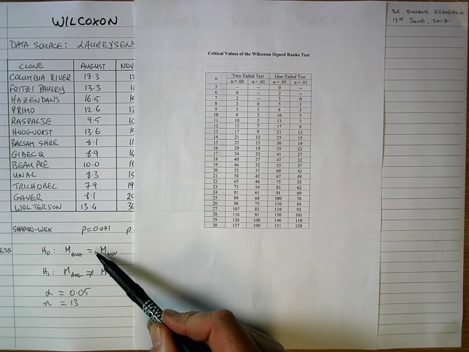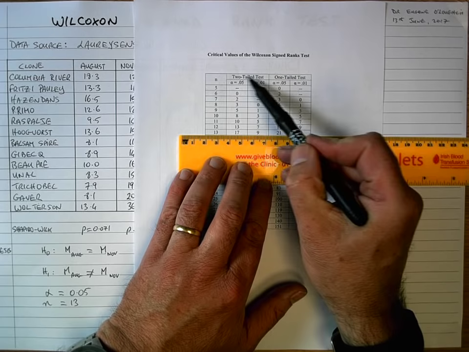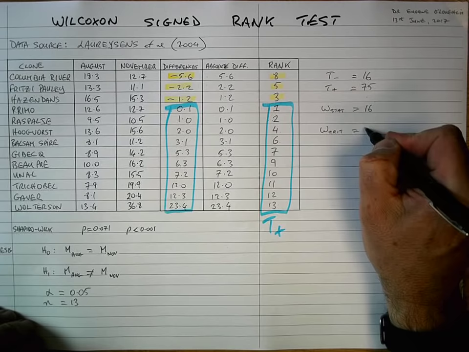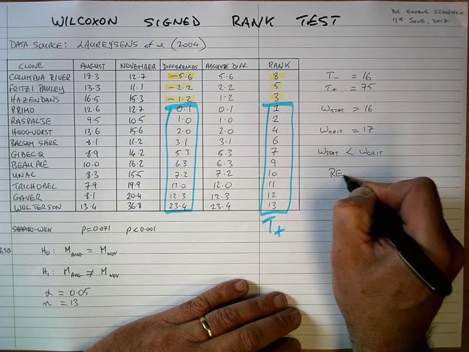So from my table, the first column gives me the row I need to use, so n is equal to 13. A two-tailed test, and alpha value of 0.05, so go down along here, and we get a critical value of 17 in this case. So let me note that. My W crit is 17. So in this case here, my test statistic is less than my critical value. And that results in here that we reject the null hypothesis.